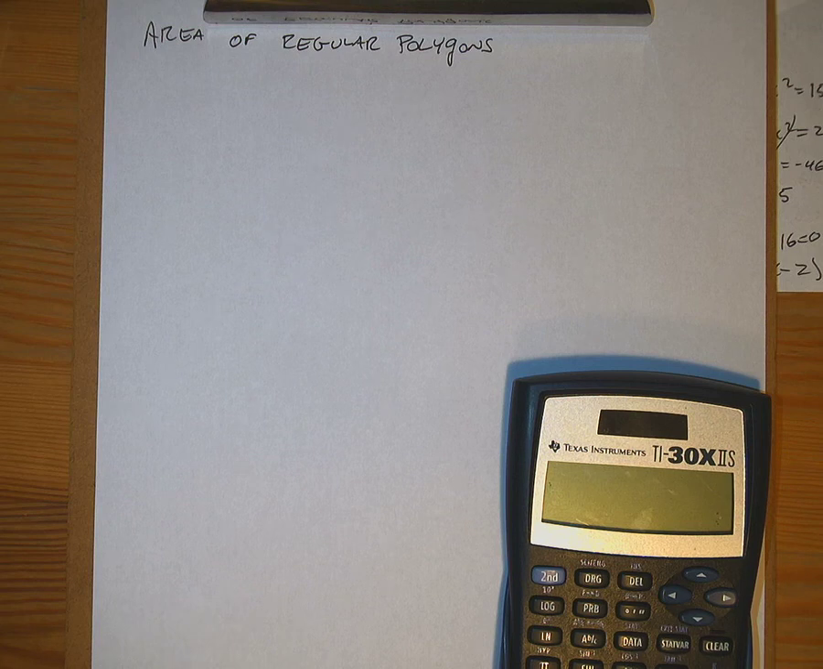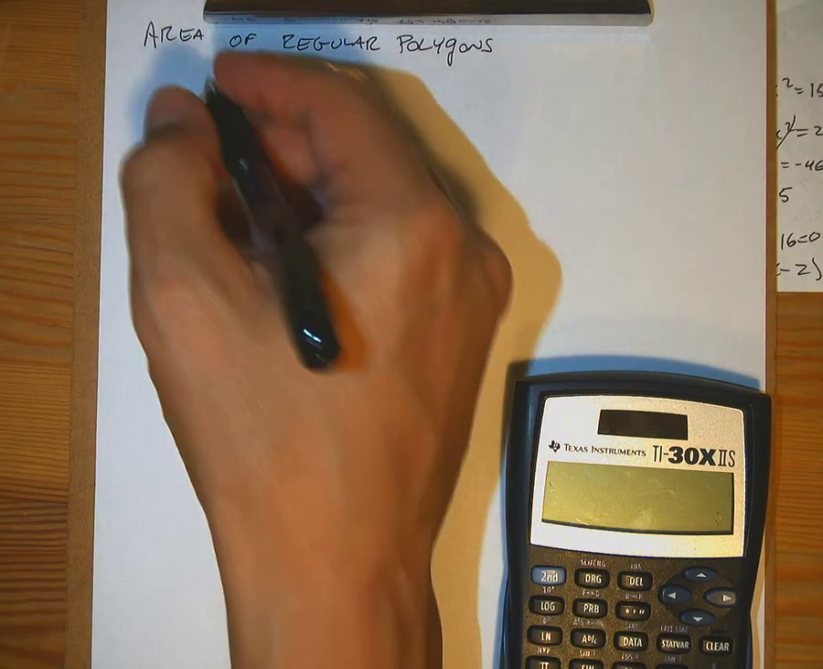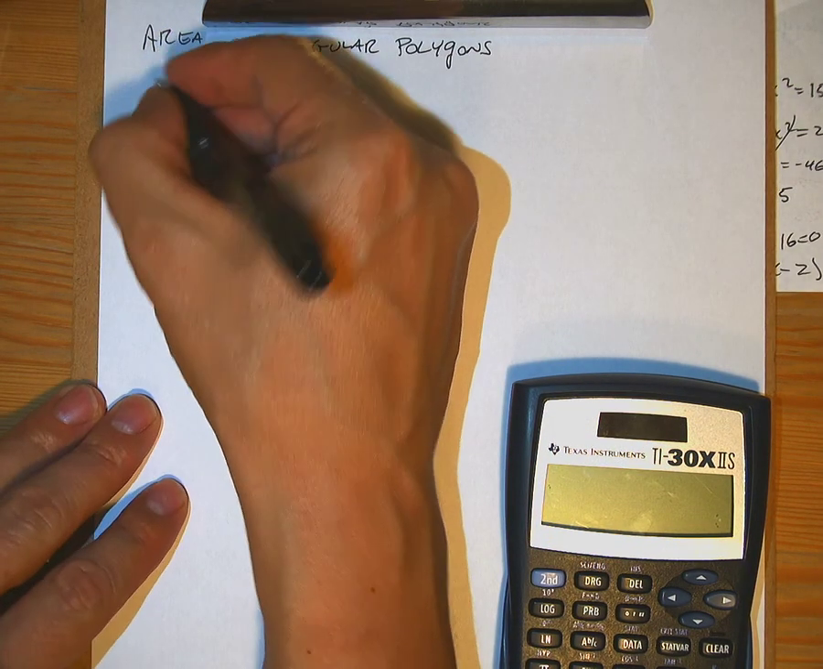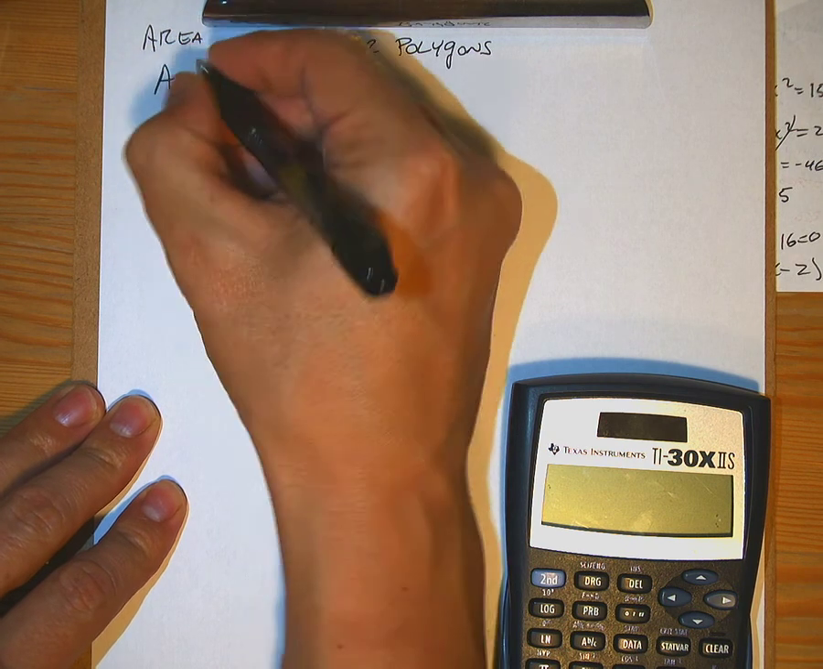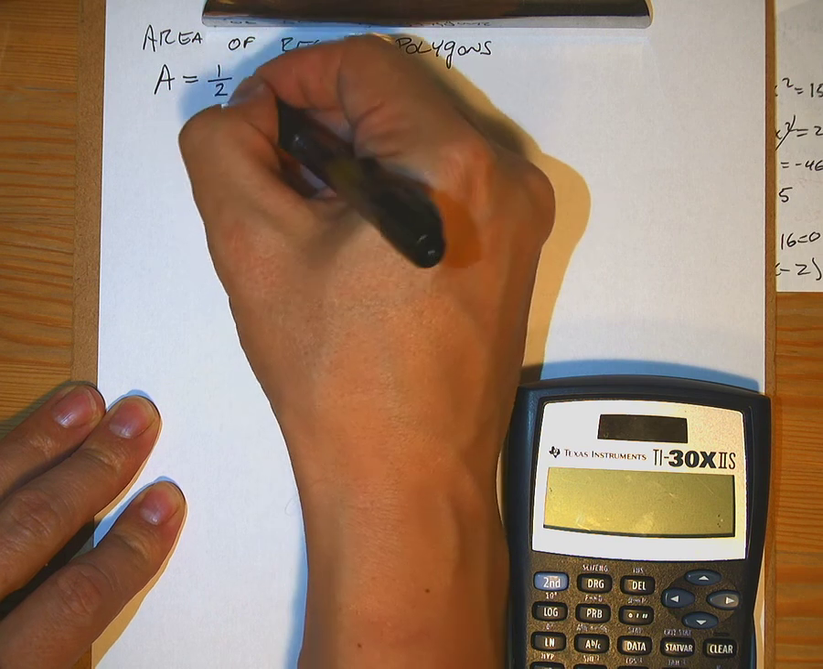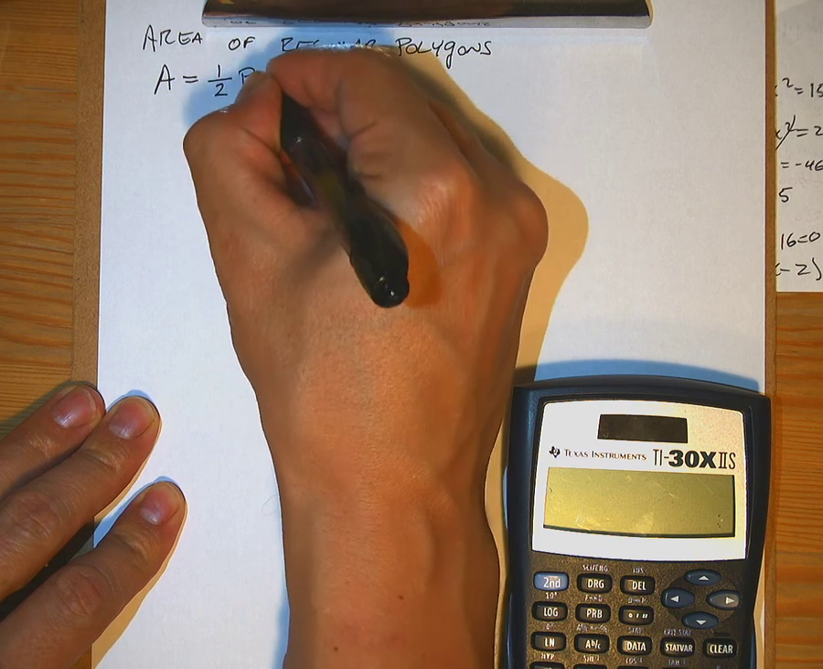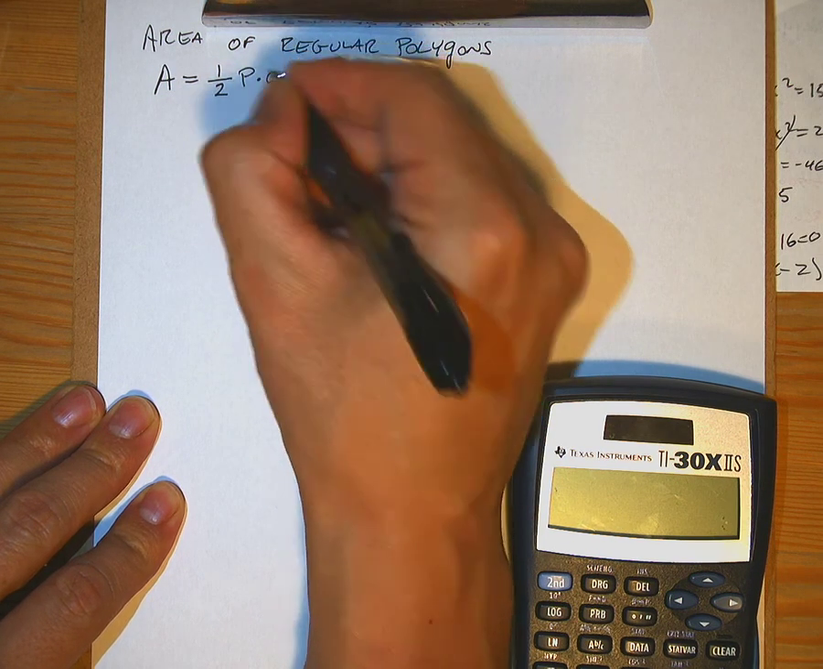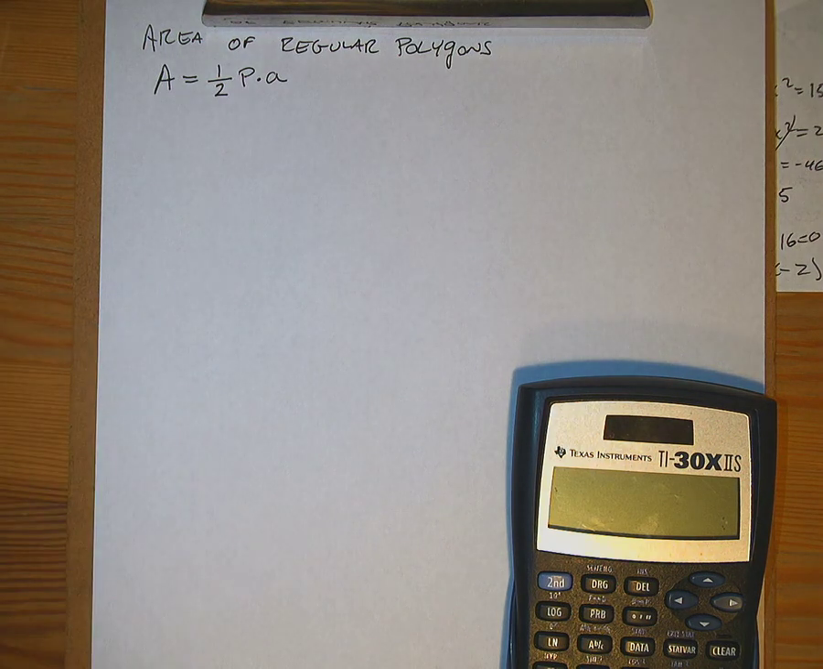Hello and welcome back. What we're going to be doing today is talking about the area of regular polygons. And we're always going to come back to this formula, that the area is equal to 1/2 of the perimeter times the apothem.